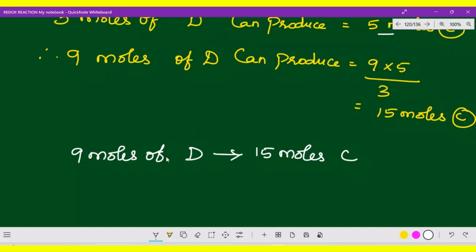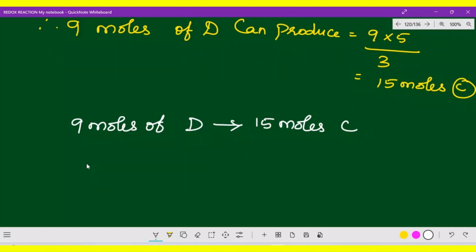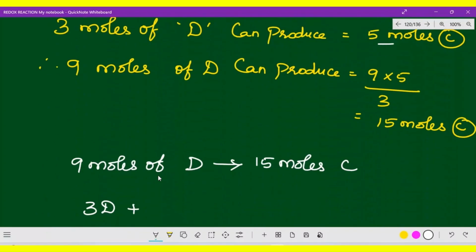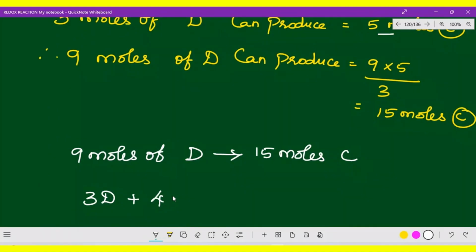Okay, so in the equation, what is it? 3D plus 4E, at 80% yield, can provide 5C plus A. This is what the question is. So in that 80%, the percentage yield can be provided. That means here 3D plus 4E at 80% gives 5C plus A.